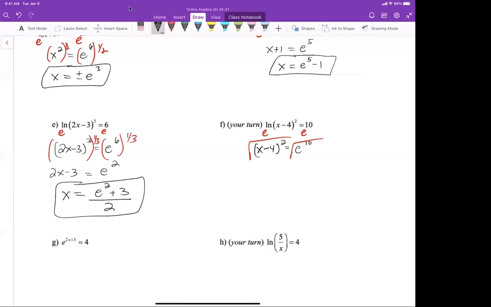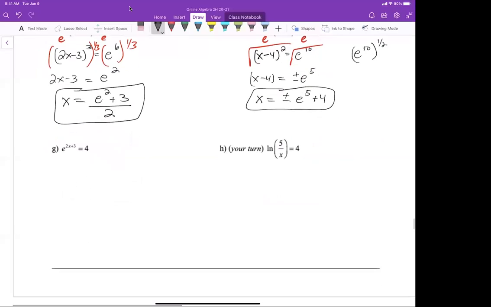And on the left-hand side, I get x minus 4 is equal to, and on the right-hand side, how do I take the square root of e to the 10th? Well, that's the same as taking e to the 10th to the 1/2 power. And so now we have e to the 5th. This is an even root, and so I have to be careful because I have both an option to have a positive or a negative number as an input that would satisfy that. So I have plus or minus e to the 5th. I will have x is equal to plus or minus e to the 5th plus 4, and that is my answer.